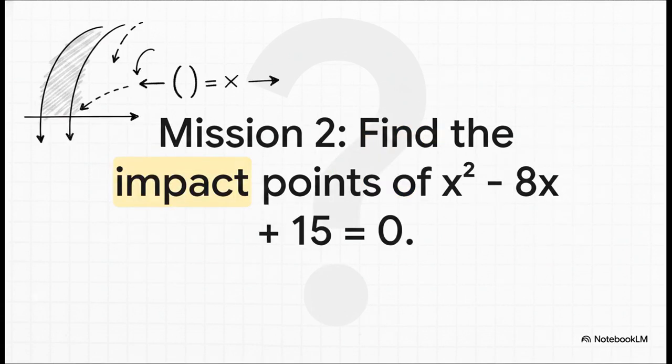All right, mission 2 levels things up just a bit. This time, you're finding those impact points. So you're going to have to factor the quadratic first, and then use that awesome zero product property we just talked about to find the two values of x where this thing hits the ground.